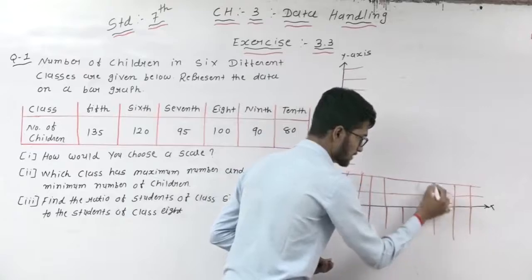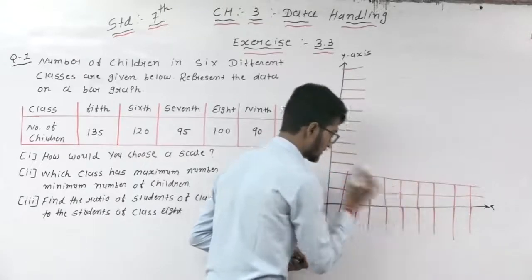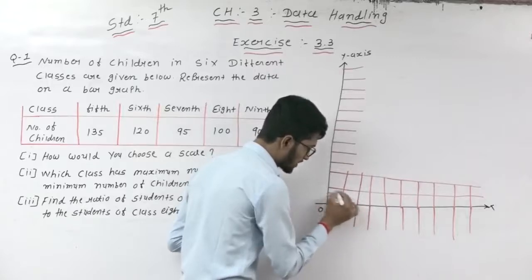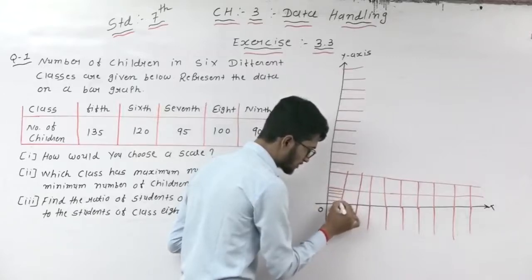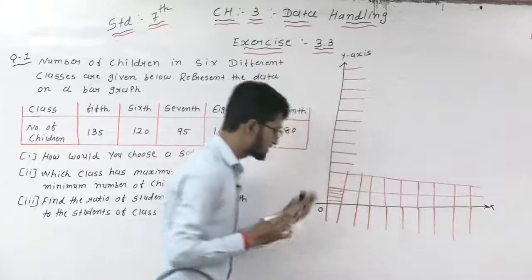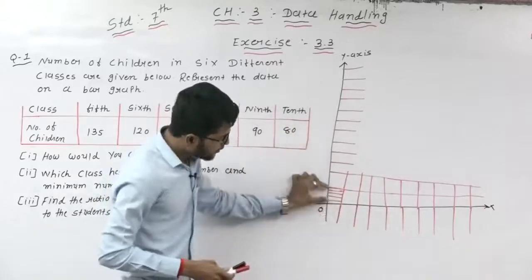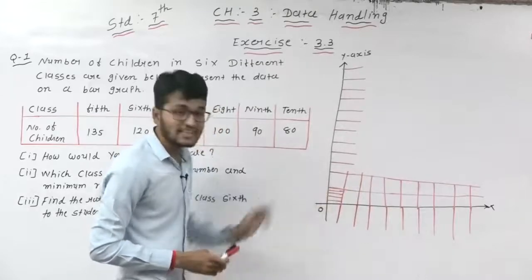This line intersects, this line intersects. Okay. Now dear students, in the first one, how many? 1, 2, 3 and 4. In the first box, in between, 4 lines are given in your graph.